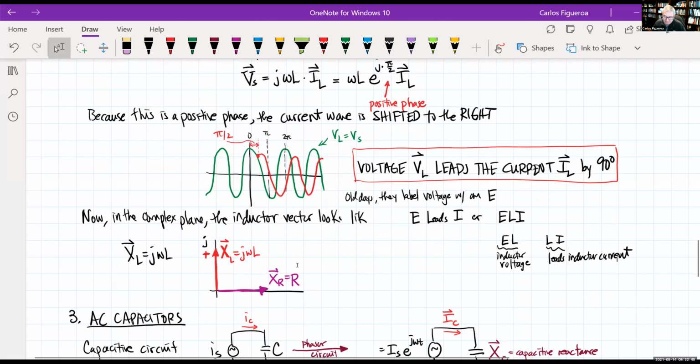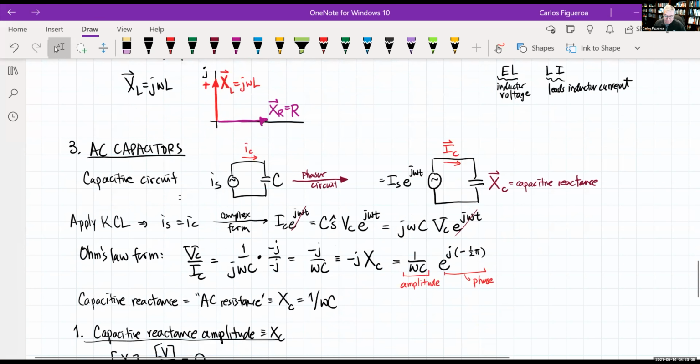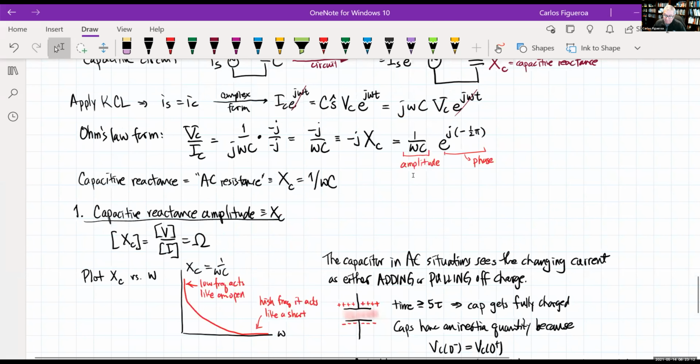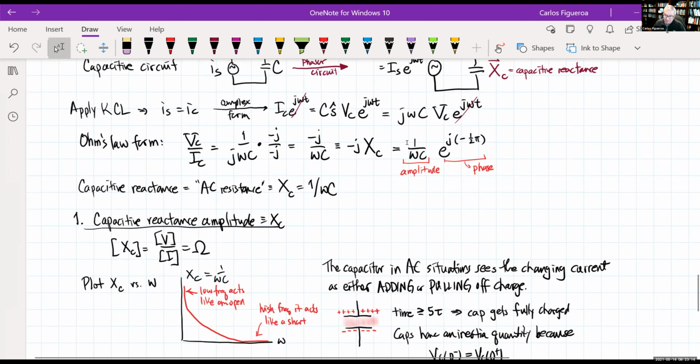And what we're seeing here is that in the complex plane, you literally have a vector along the J-axis. So that means every time I see an inductor in a phasor circuit, I don't write L, I write J omega L, because it's now in the complex plane. Then we didn't finish the capacitor one, but we started moving along the same way. When I looked at my reactance, it had an amplitude and it had a phase, or I could read it like this in the complex plane.